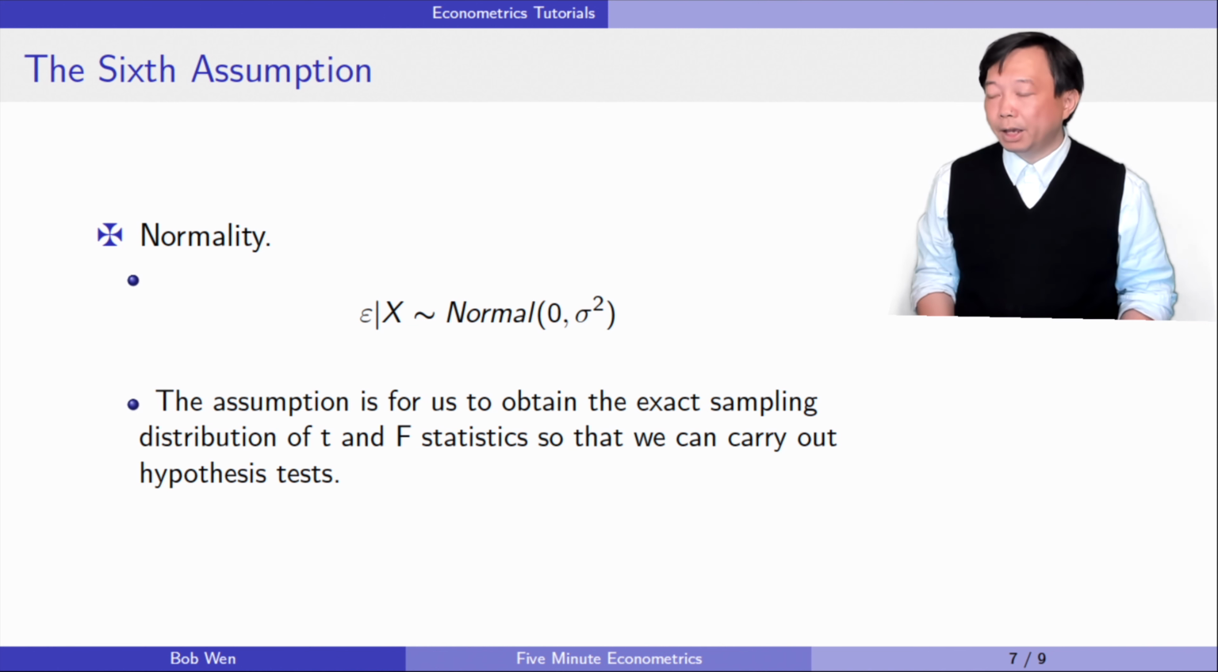However, if we have a large sample, we can drop the normality assumption because the OLS estimators are asymptotically normally distributed in large sample size.